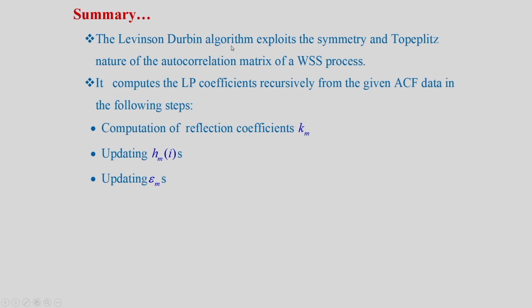The Levinson-Durbin algorithm exploits the symmetry and Toeplitz nature of the autocorrelation matrix of a WSS process. It computes the LP coefficients recursively from the given ACF data in the following steps. First step is computation of the reflection coefficients Km, then updating the predictor parameters Hmi's, and then updating the mean square prediction errors epsilon m's. In this way, we can iteratively find out the LP coefficients.